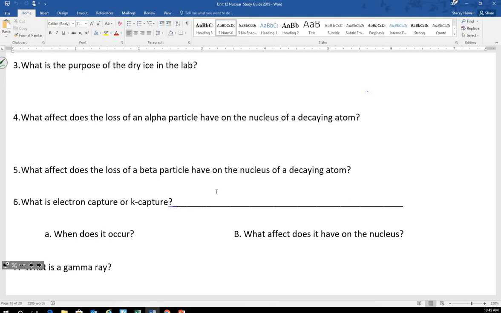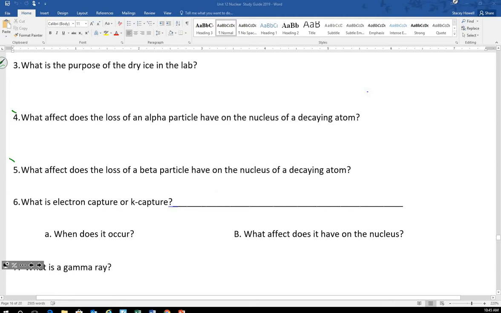Okay, and so these next two parts right here, kids kept asking me last period, you're just describing what happens. So when I get an alpha decay, what happens to the element? Well, for an alpha, I lose 4 in the mass and I lose 2 in the atomic number. For beta, I lose nothing in the mass, but I gain a proton, right? The atomic number goes up. What is K capture or electron capture? That's putting a beta on the reactant side. Okay? When does it occur?